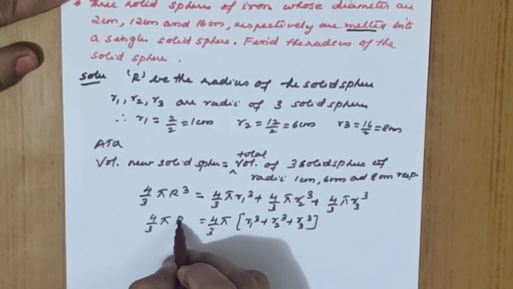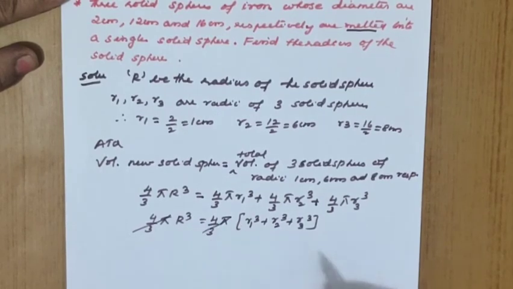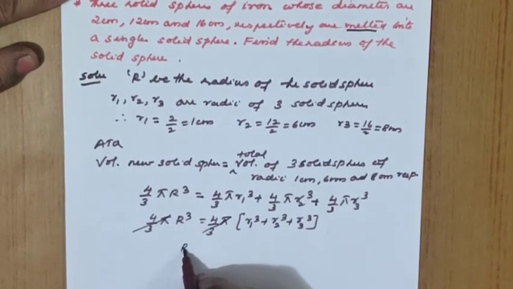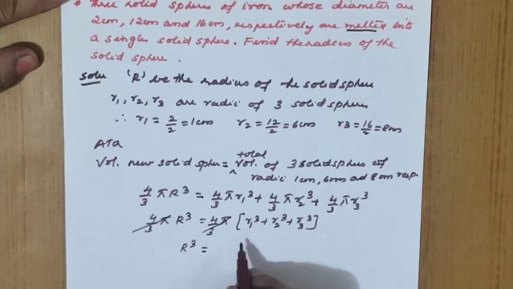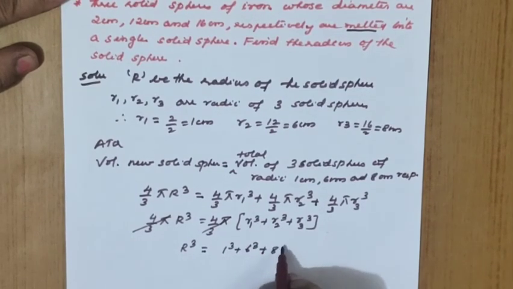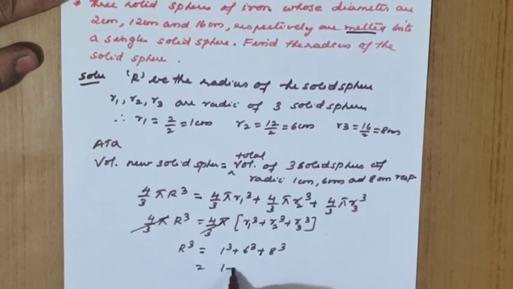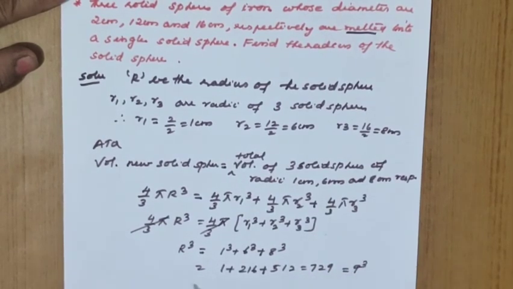4 by 3 pi R cube on the left side. So 4 by 3 pi will get cancelled. So R cube equals 1 cube plus 6 cube plus 8 cube. That means 1 plus 216 plus 512. Total is 729, which can be written as 9 cube. So R cube equals 9 cube. That means R equals 9 centimeter.